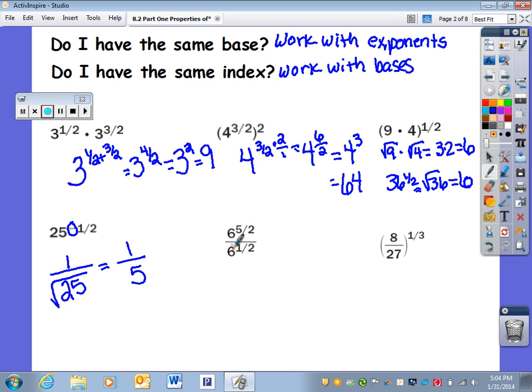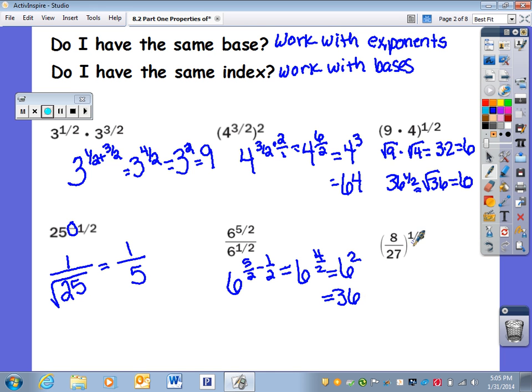In the next example, when we are dividing like bases, remember that we subtract the exponents. So we have 5/2, and we're going to subtract 1/2. That's going to leave us with a base of 6. Remember, we keep the denominators and we subtract the numerators. That's going to be 4/2, which simplifies to 2, and 6 to the 2nd power is 36.